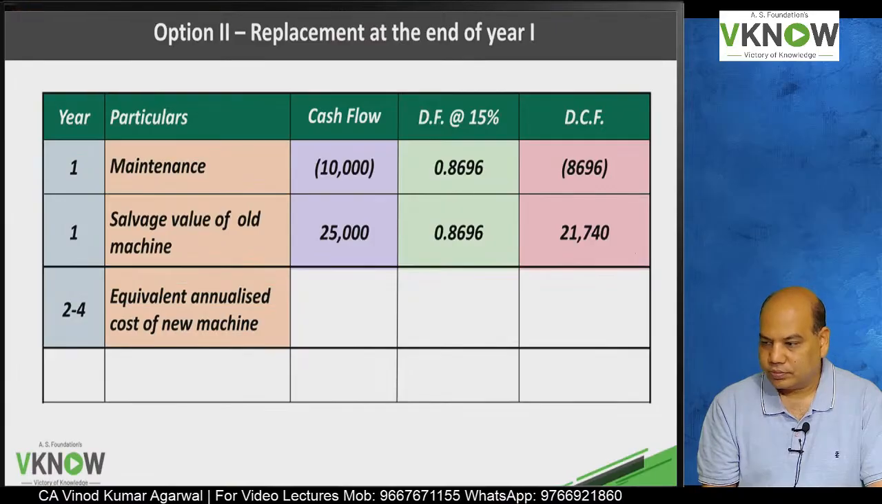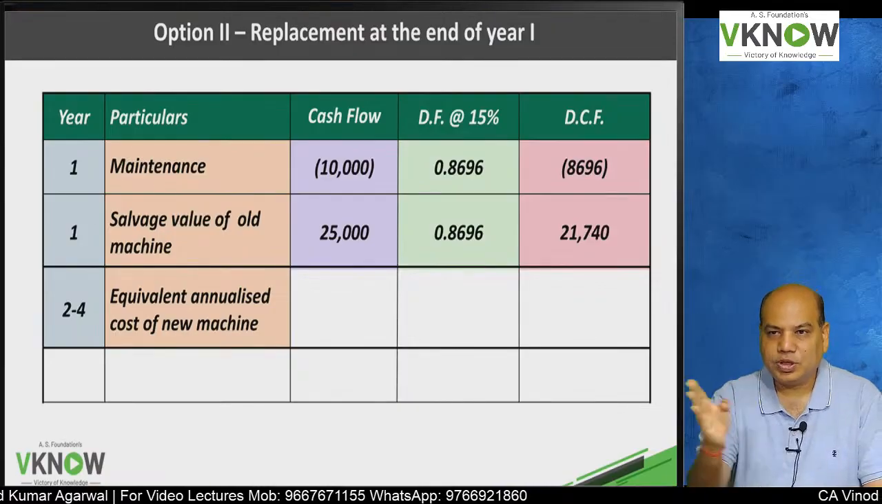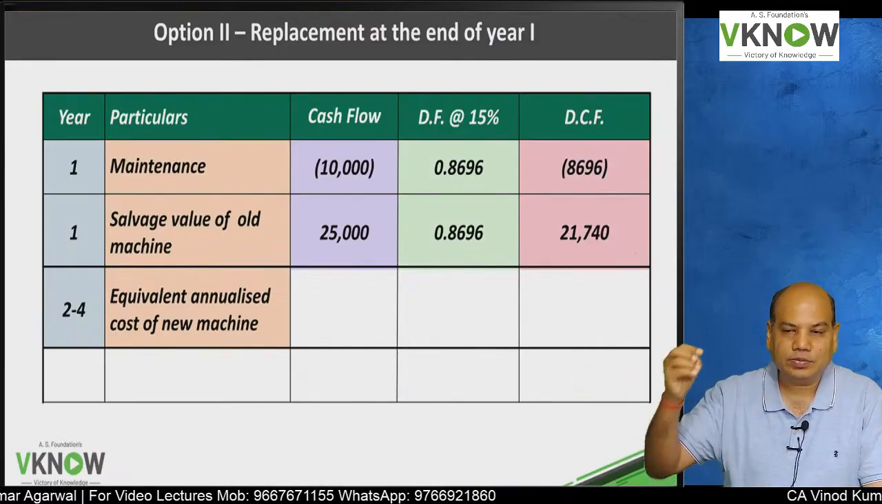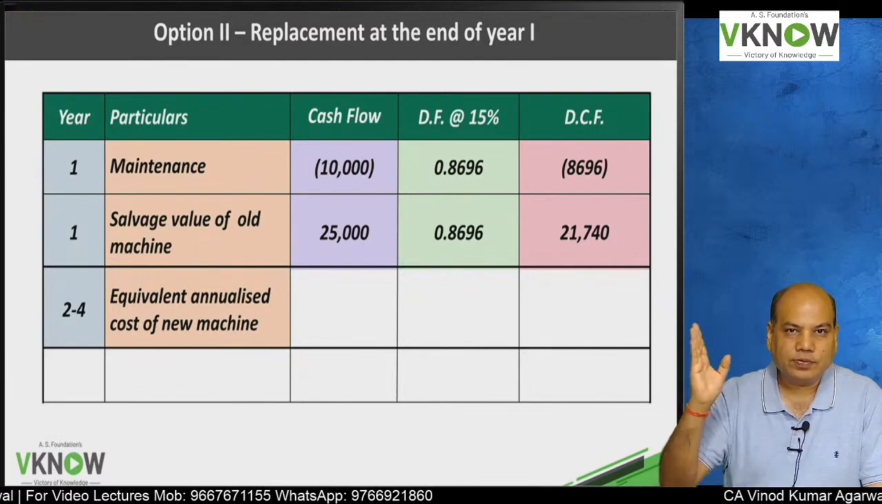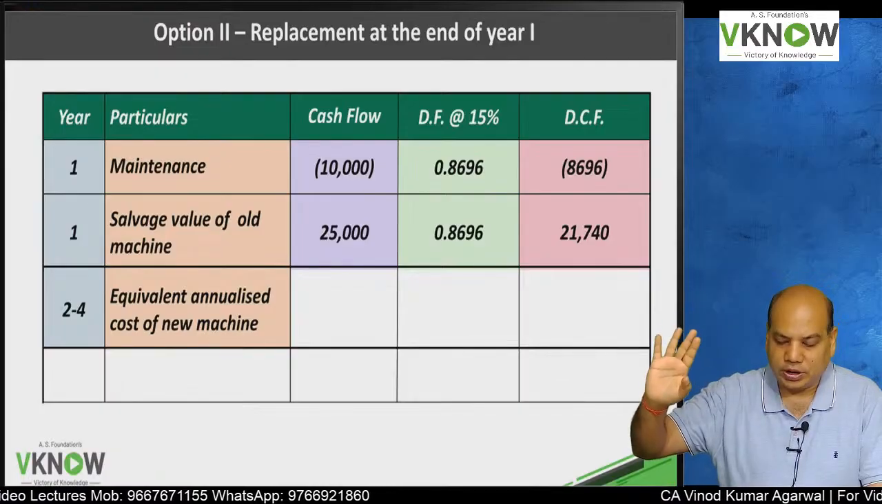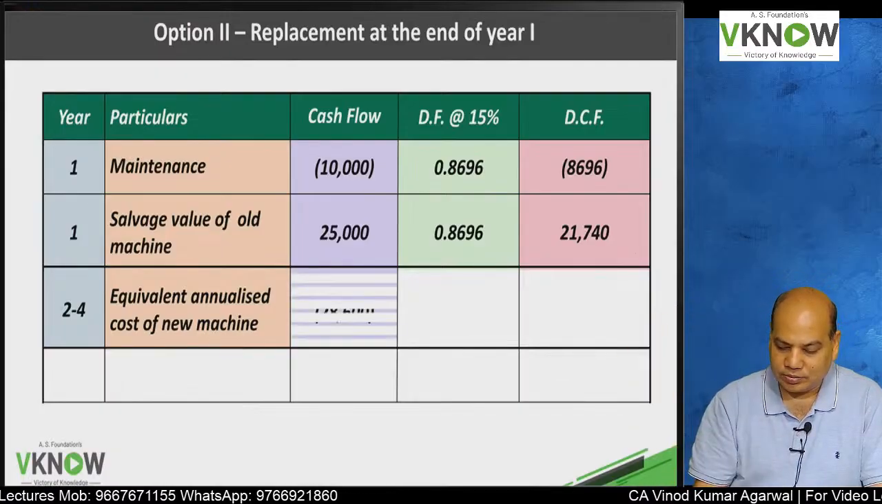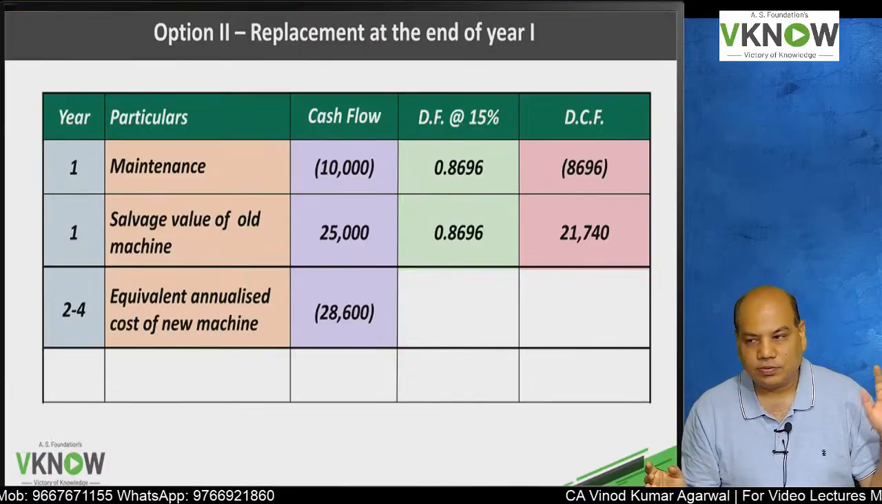From year 2 to 4, you are going to use the new asset. From the 5th year onwards till infinity, you have to use the new asset in all the alternatives. From the 5th year till infinity, your cash outflow will be 28,600 per annum. The difference in cash flow will arise only in the first 4 years.